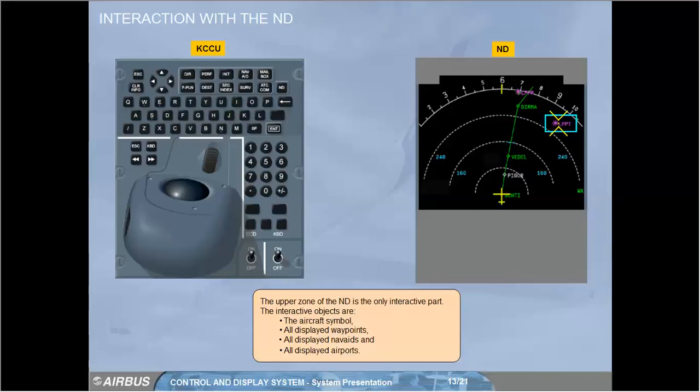The zone of the ND is the only interactive part. The interactive objects are the aircraft symbol, all displayed waypoints, all displayed nav aids, and all displayed airports.